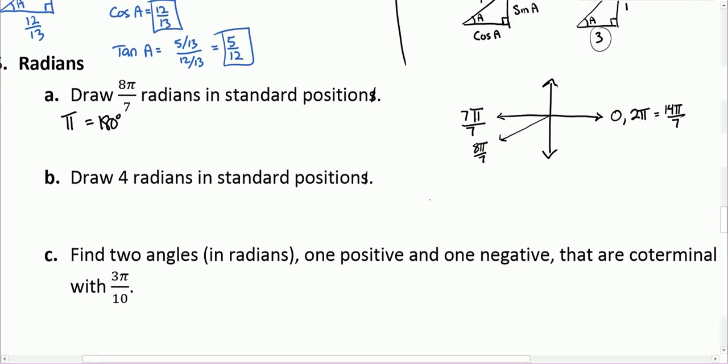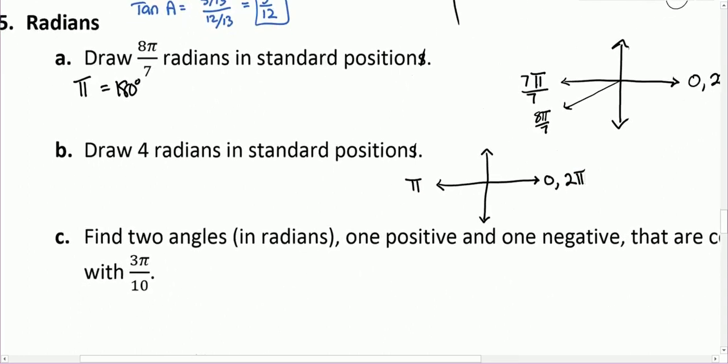For part B, again, we're working in radians. Get 0 radians, we have pi radians, and back to 2 pi radians. And here we're working with 4 radians. Remember, pi is roughly 3.14. So 2 pi, if we double that, would be roughly 6.28. So 4 radians is bigger than 3.14, so bigger than pi, but closer to pi than the 2 pi, so we're going to be in quadrant 3. So this is roughly 4 radians. Alright, this is 3.14. This is 6.28.